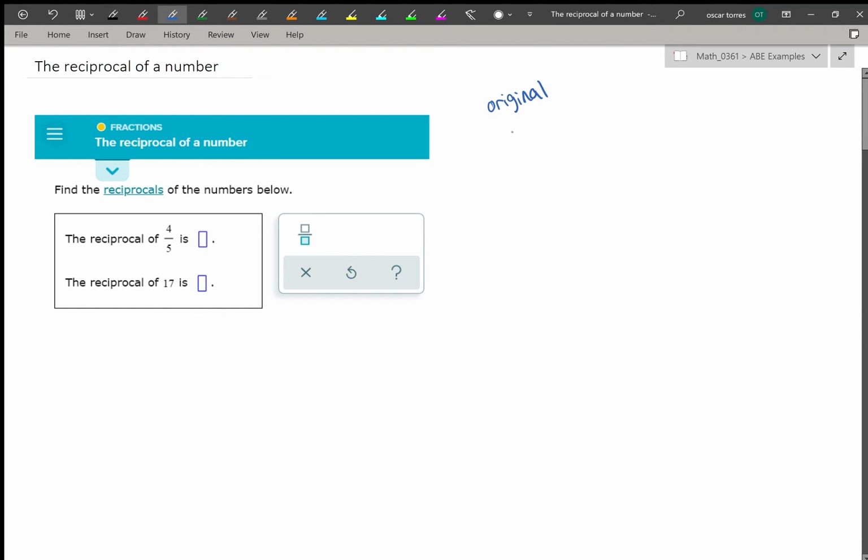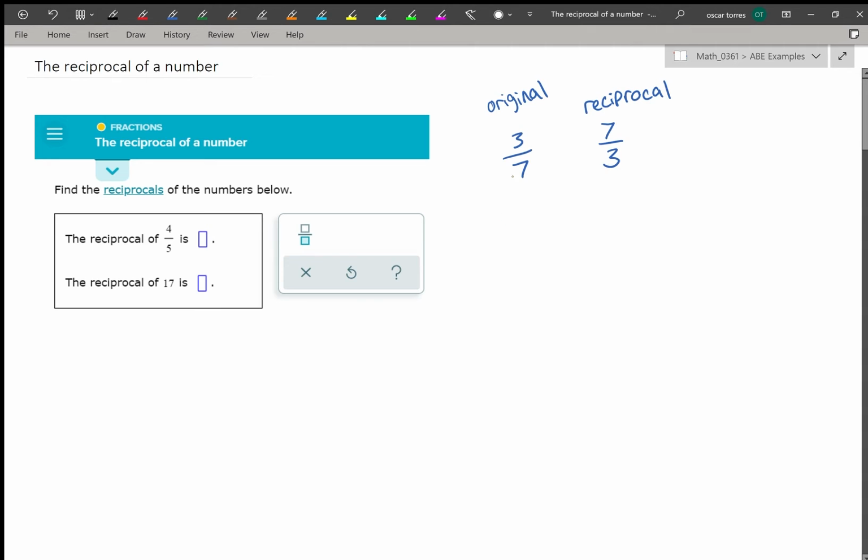Let's say we have the fraction 3 over 7. If this is my original fraction, I can find what's called a reciprocal. I can find the reciprocal of this fraction by literally flipping the numerator and denominator around. So the reciprocal of 3 over 7 would become 7 over 3. Now these two fractions are not equal to each other, but they are reciprocals of one another. So that's what a reciprocal is.